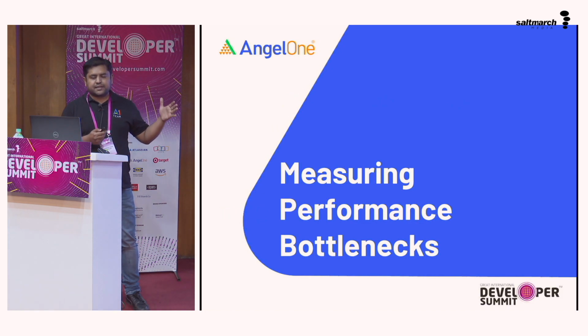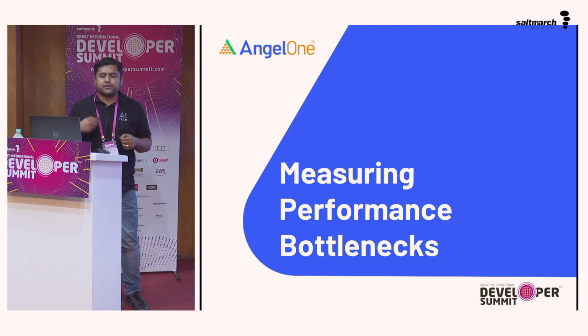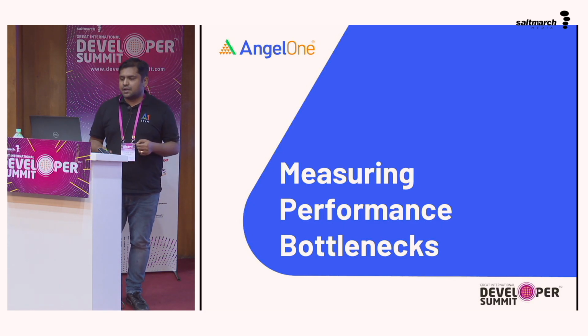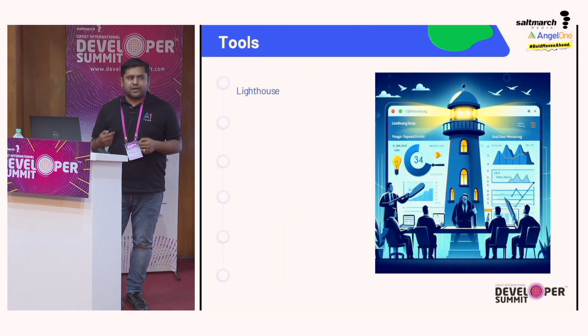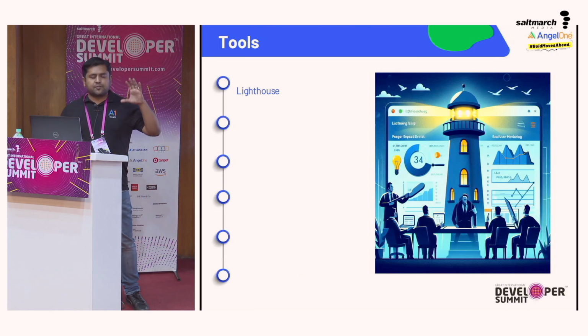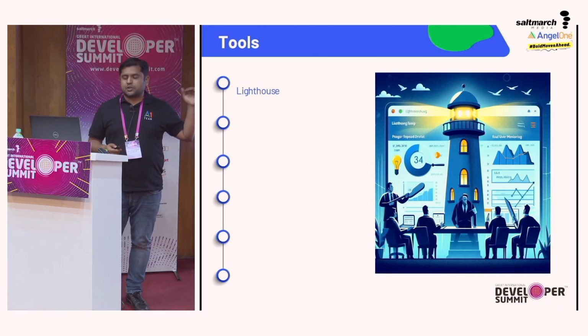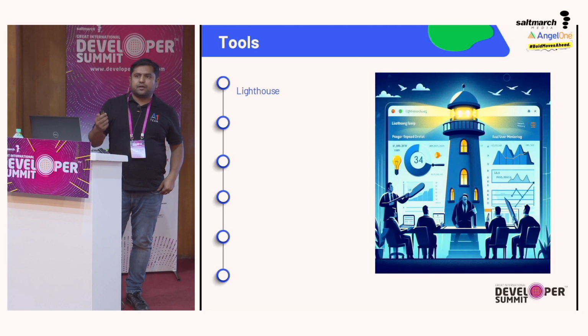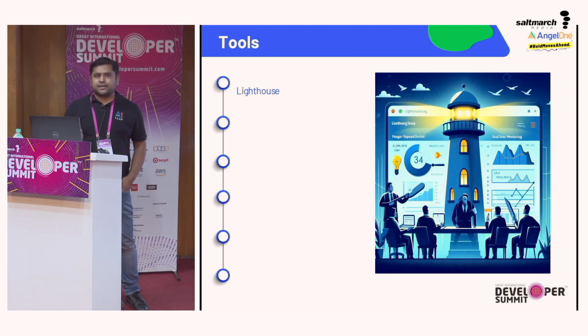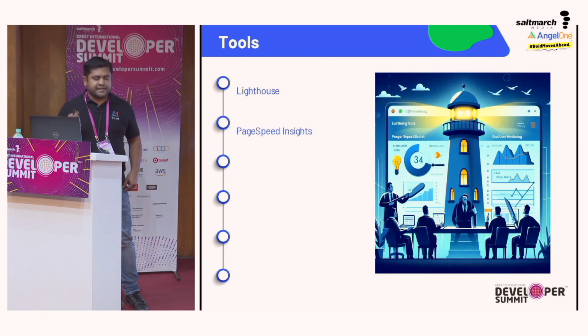These are the health check numbers which we need to find for our page. But now the question is, how will you know your numbers? For that, there are different tools available online. Some of them are from Google, some from third parties. Starting with Lighthouse, this is the most famous tool. If you are active on Twitter, you might have seen a lot of people posting their Lighthouse score of 90, 95, 100.